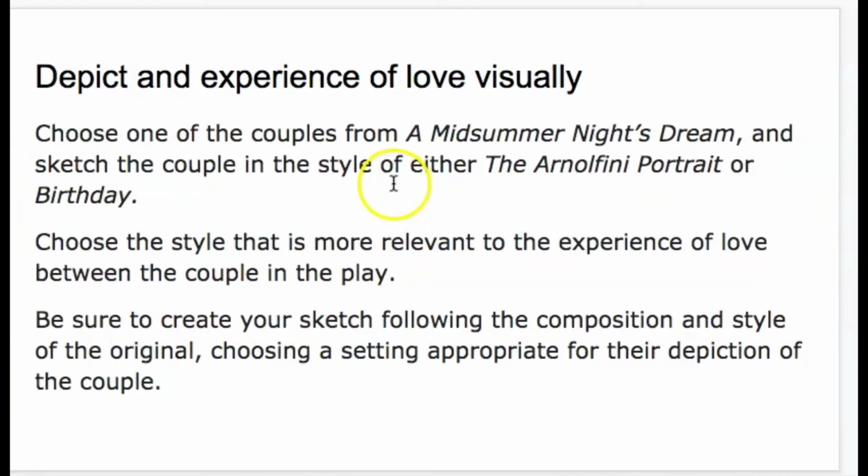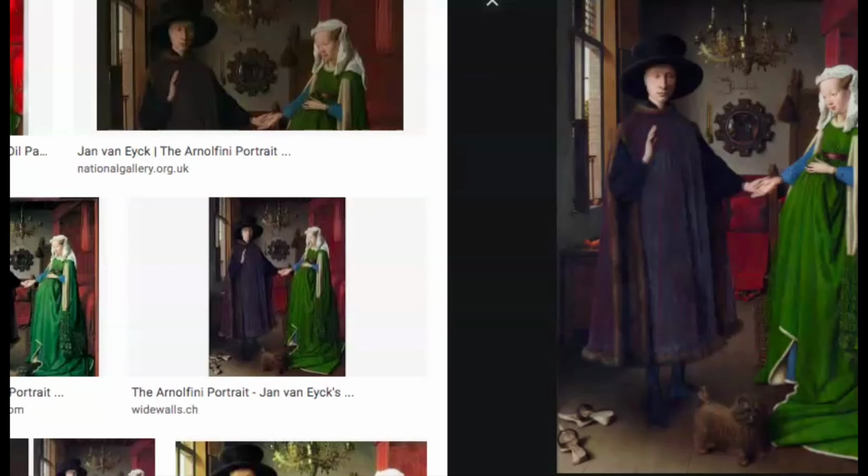Now I want you guys to choose one of the couples that we've been reading about from A Midsummer Night's Dream, and I want you to sketch the couple in the style of either the Arnold Feeney portrait or the birthday portrait. Choose the style that is more relevant to the experience of love between the couples in the play. So if you choose this portrait, and remember we talked about how this portrait showed that maybe they really didn't like each other, maybe it was an arranged marriage, then you would need to pick a character or a couple from the play that represents what's going on here and draw it out.